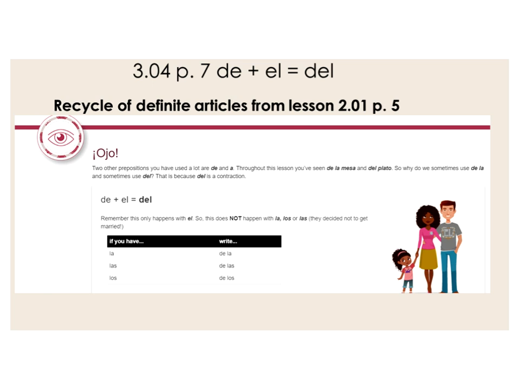You only do that with de plus el, the del. You don't make a contraction with the other ones. Otherwise, it's de la, de las, or de los. But de plus el is del. And again, these are with the definite articles that we learned in lesson 2.01, page 5. So if you're not sure what a definite article is, make sure you're going back to module 2, lesson 2.01, page 5.